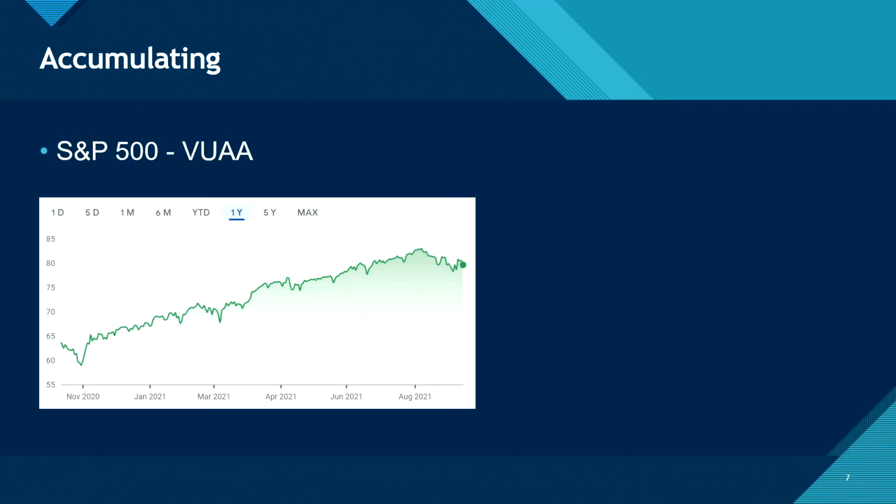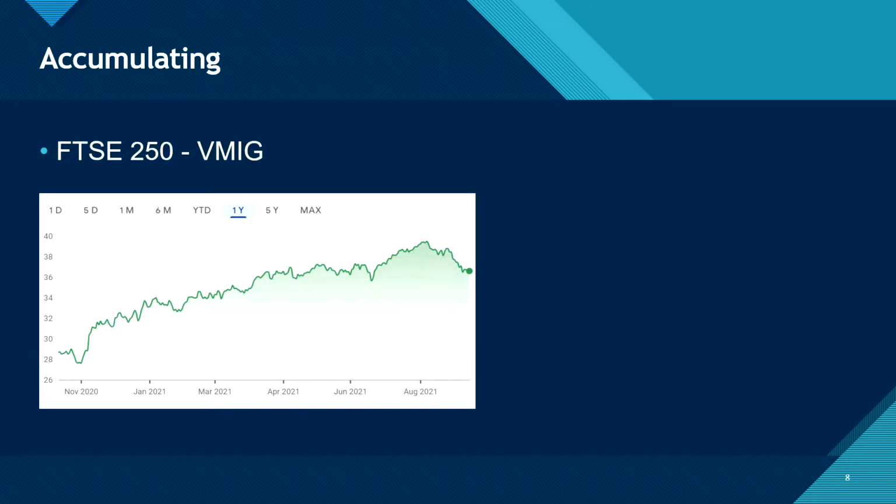Here's the accumulating equivalent of VUSD. VUAA has increased 31.1% in the past year, with obviously no dividend payments. And the accumulating equivalent for VMID is VMIG, which has increased 36.1% in the past year.